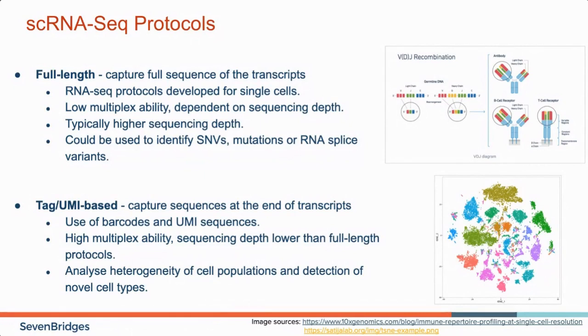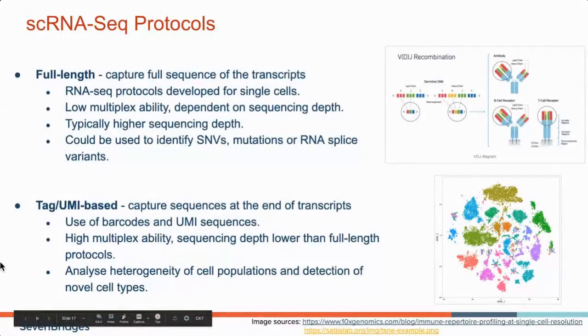The full-length protocols are useful for cases where higher sequencing depth is required, such as identification of single nucleotide variants, mutations, RNA splice variants, or T-cell receptor sequencing, which is the example shown on the right. On the other hand, protocols that sequence just the ends of transcripts have introduced barcode and UMI labeling to one end of the transcript. Cell barcodes enable labeling of each cell and expands multiplexing ability to more than 1,000 cells per sequencing run. The use of UMI sequences will be explained later.